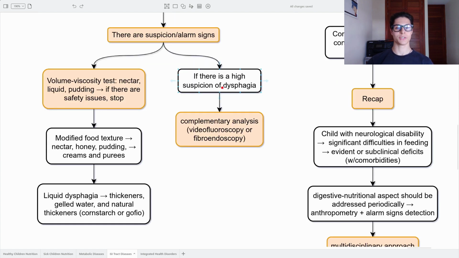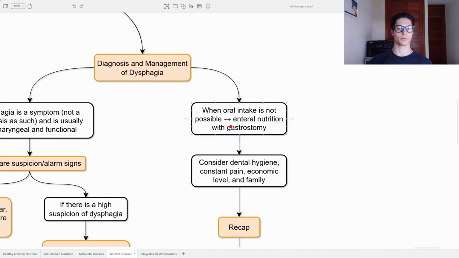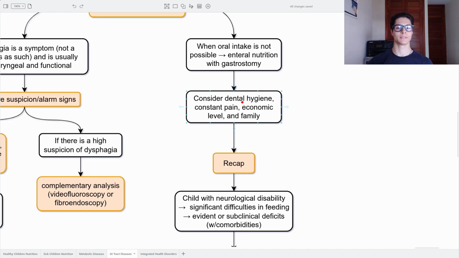If there is a high suspicion of dysphagia, we have to perform complementary analysis. This is using either video fluoroscopy or fibroendoscopy. When oral intake is not possible, we have to opt for the enteral nutrition with gastrostomy. We cannot use the nasogastric one. It's very dangerous in this situation. So gastrostomy, straight to the stomach. We have to consider the dental hygiene, constant pain, the economic level, and the family.